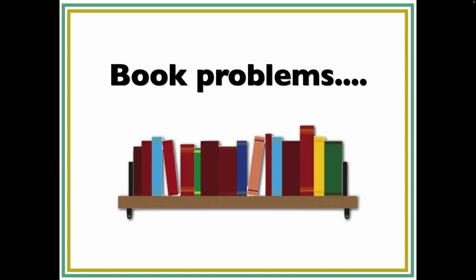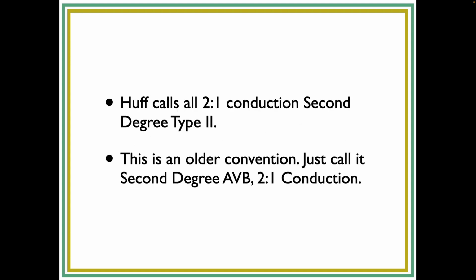Now, there is one book problem, so pay attention to this because I know you're going to be practicing in Huff. Huff calls 2-to-1 conduction, second degree 2-to-1 conduction, calls all of it second degree type 2. What you'll see is second degree type 2 clinical correlation. It makes no sense to me, in particular because although we're not going to learn it, there are actually a few little clues when you look at the ECG, whether it's second degree type 1 or type 2. So I can look at some of those and say, no, that's not a second degree type 2. I think that's more likely to be a second degree type 1. So be aware of that.